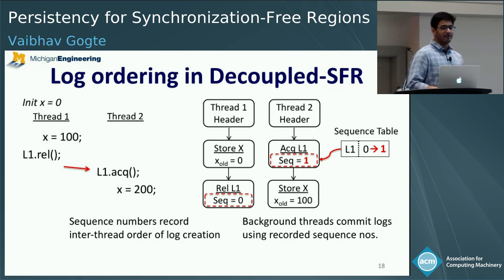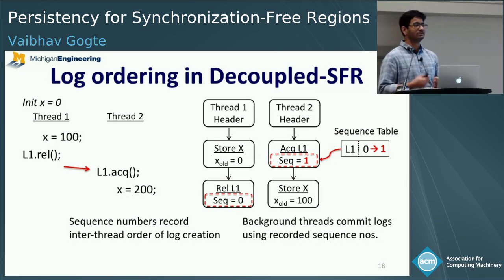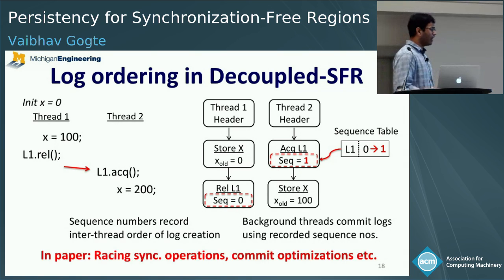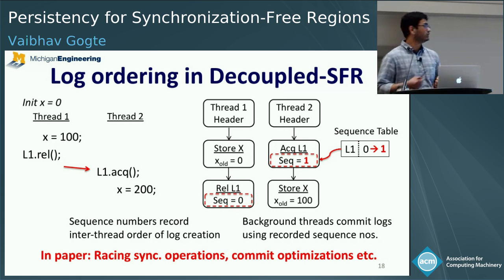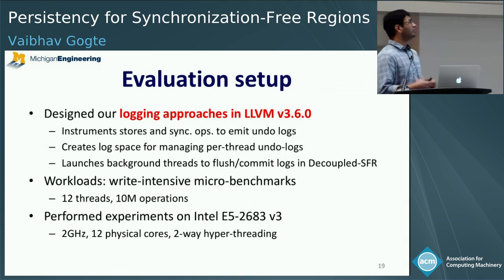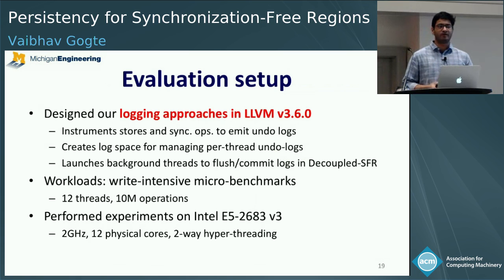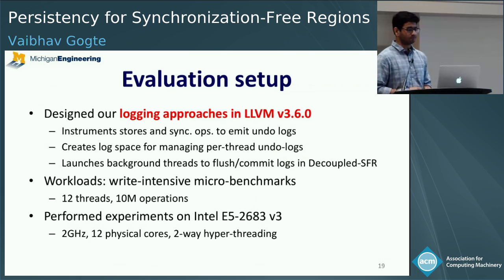Here, in interest of time, I'm showing you a very simple example consisting of single acquire and release synchronizing pair. However, in reality, there can be multiple synchronizing operations, and they can be racing. And we explain how we deal with them in the paper. Also, we perform certain optimizations, such as log coalescing and batch commits, that we talk about in detail in the paper. Now, let me show you how our implementations perform as compared to state-of-the-art mechanisms.